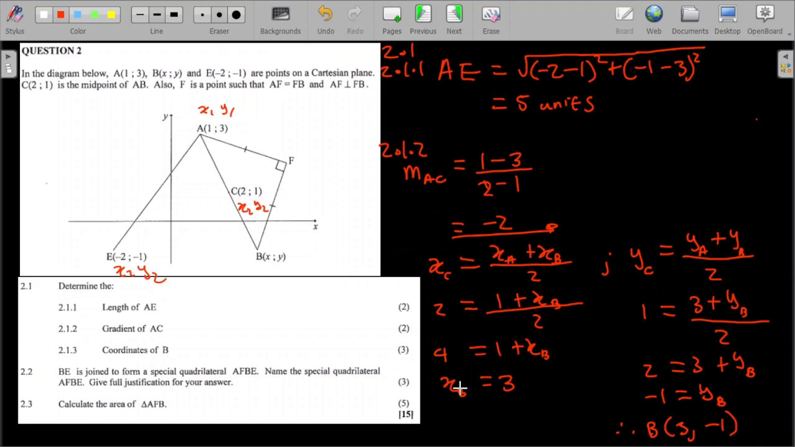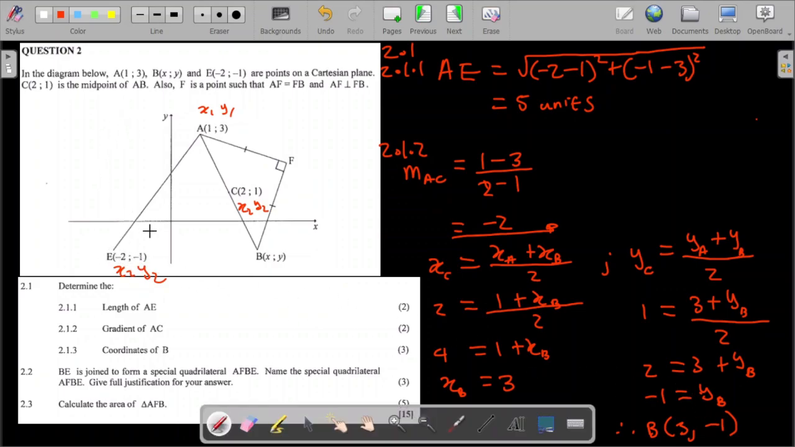I hope now you can see, since my coordinate of B is (3; -1) and my coordinate of E share the same y, meaning this line here, based on this question, because they're going to ask us that BE is joined to form a quadrilateral. If I join this line from here to here, now I hope you can see they share the same y, which is -1, meaning this line here is just a straight horizontal line, parallel to the x-axis.